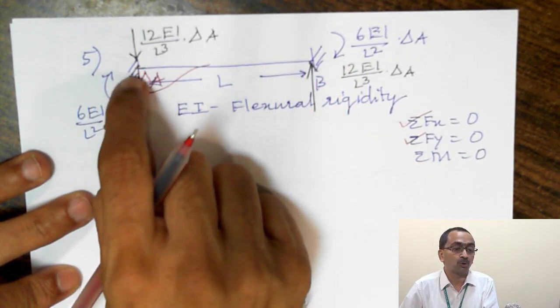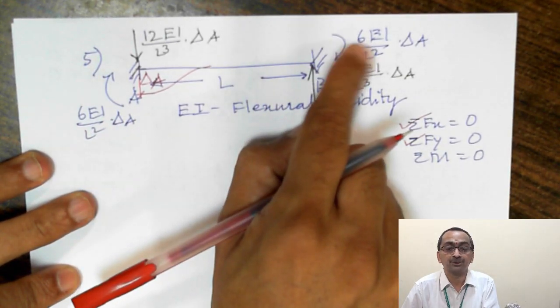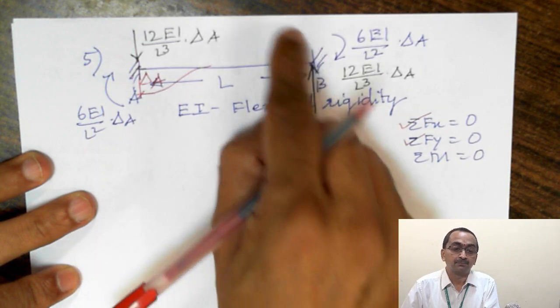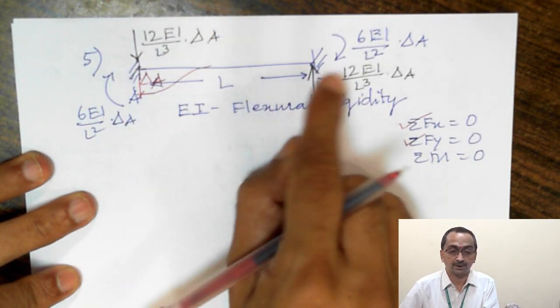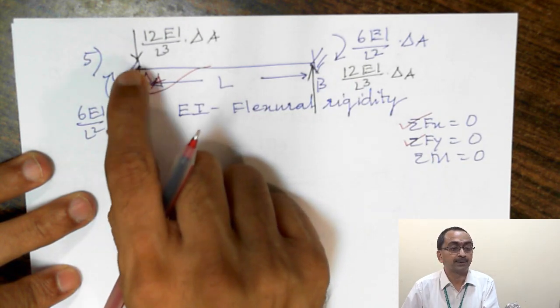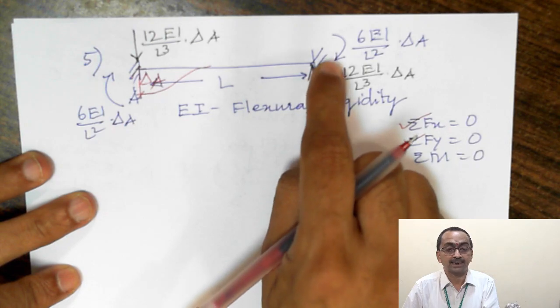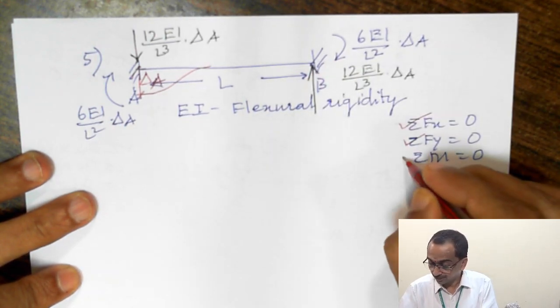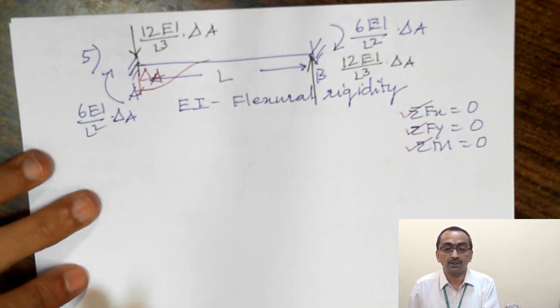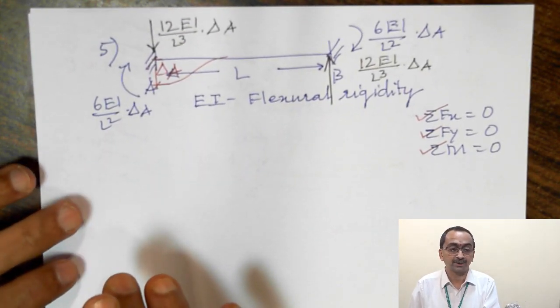So what is the total moment acting at A? 12EI/L³ delta A, this 6 and this 6, 12/L² minus 12/L³ into L, that will be 12/L². So the total sum of moment acting at A is equal to 0. Similarly, we can say the total sum of moment acting at B is also equal to 0. So this diagram satisfies all the conditions of static equilibrium. So this is a balanced diagram and this is a possible diagram.